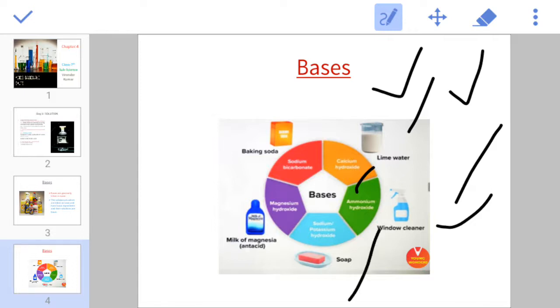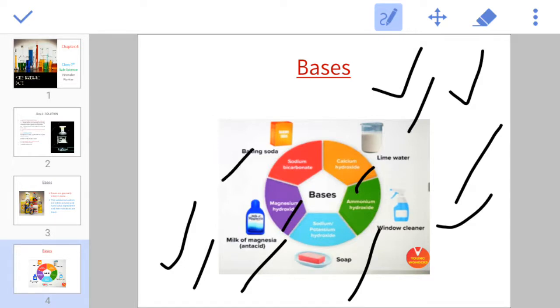Next, in soap, which one is present? It is sodium or potassium hydroxide. Next is milk of magnesia, which is also known as antacid. It is used to get relief from acidity. Whenever there is too much acid in our stomach, we use a base to neutralize this, and this is called milk of magnesia. The base here is magnesium hydroxide.